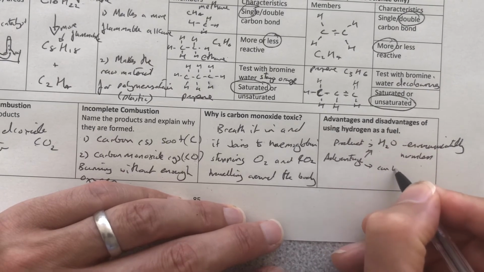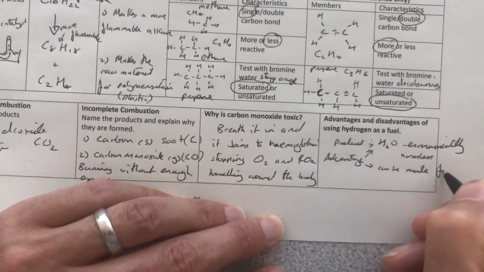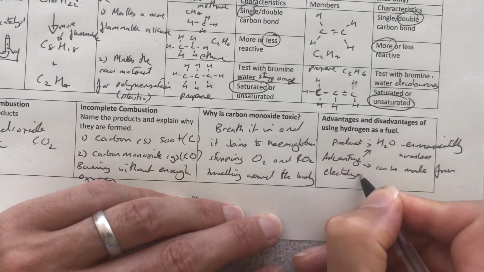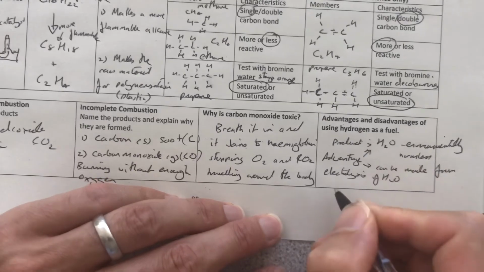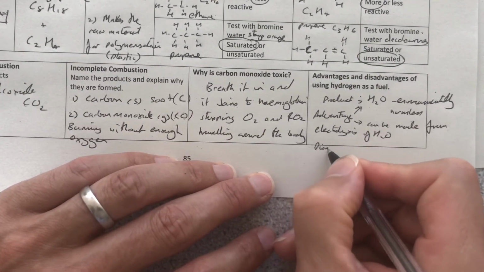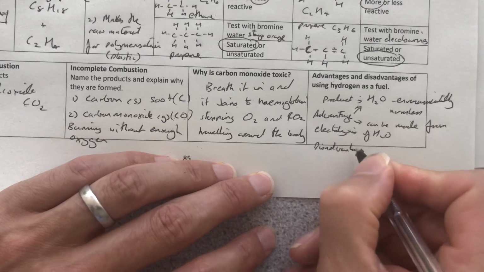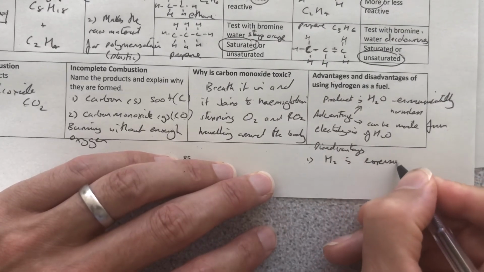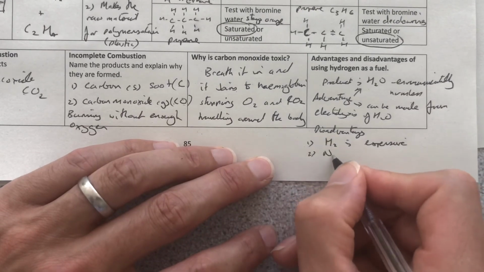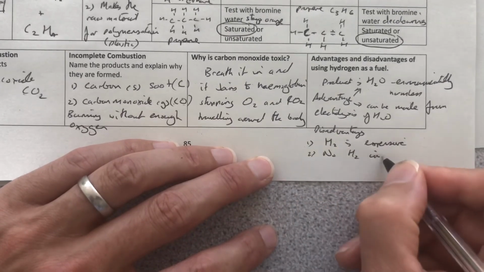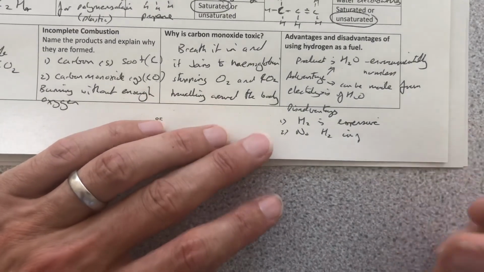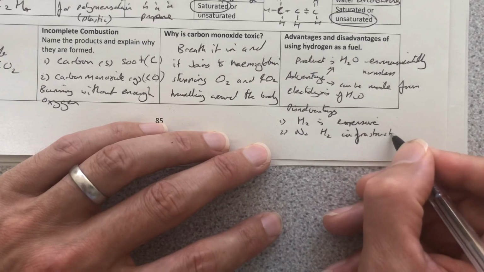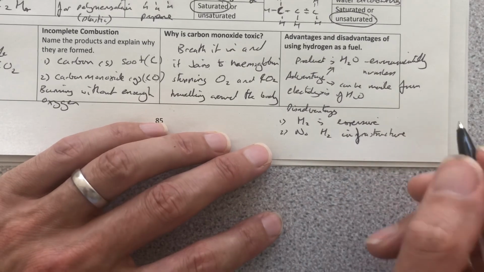It can be made from electrolysis. Disadvantages, loads. So disadvantages. 1, hydrogen is expensive. 2, no hydrogen infrastructure. Okay, you can have a fuel cell car, but you ain't got anywhere to top it up with fuel, have you? Infrastructure, so you can't drive it anywhere. There's no hydrogen filling station down the road.